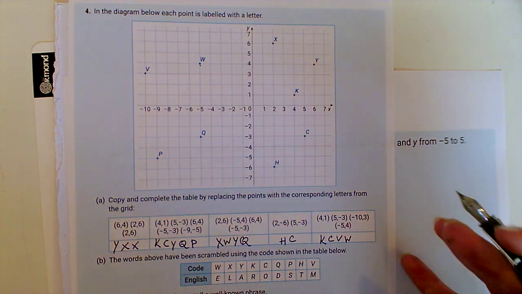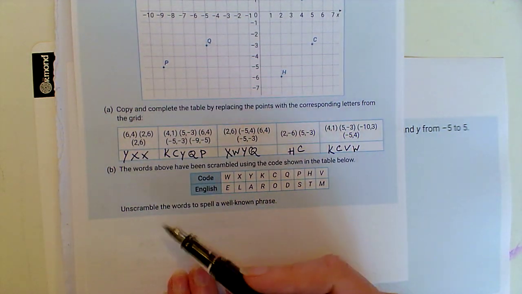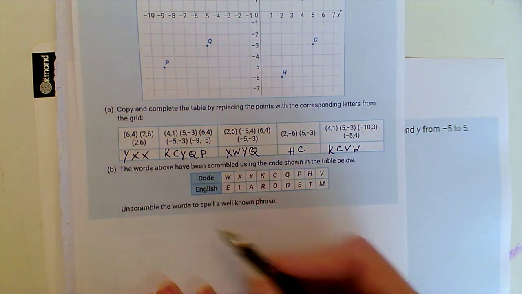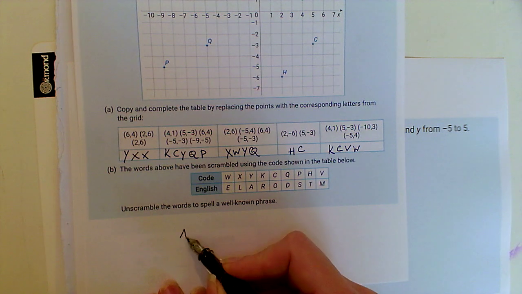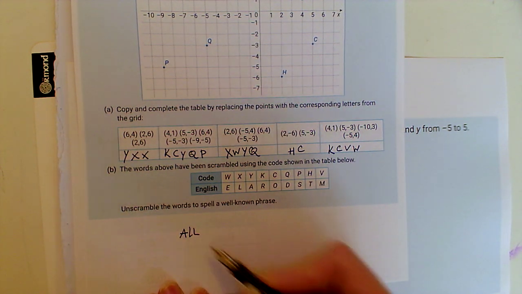And then they told us that this represents a code. And here's what we can do to use this code. So they say unscramble, but they're not in the wrong order. We just have to do the translation. So the first word is Y is A, X is L, all.